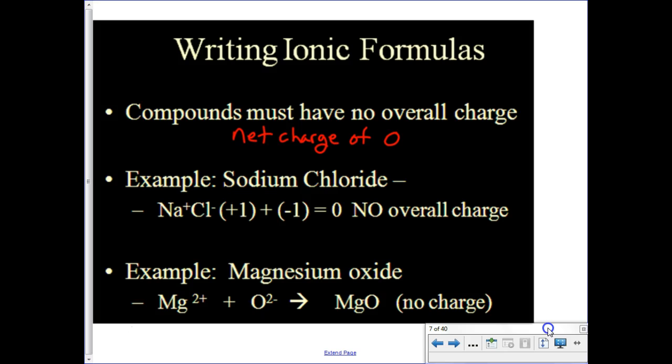Well, if you combine sodium and chloride, one's a cation, one's an anion. Sodium is a metal. Chloride's a nonmetal. Sodium has a positive 1 charge. Chloride has a negative 1 charge. And so when you add positive 1 plus negative 1, that is 0, and you get no overall charge. That is a net charge of 0.